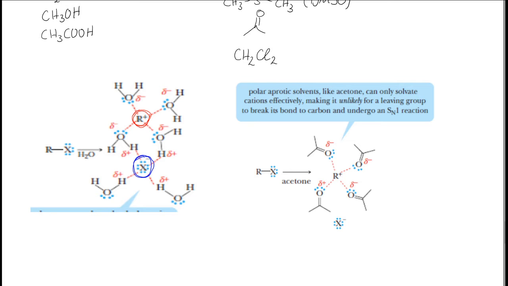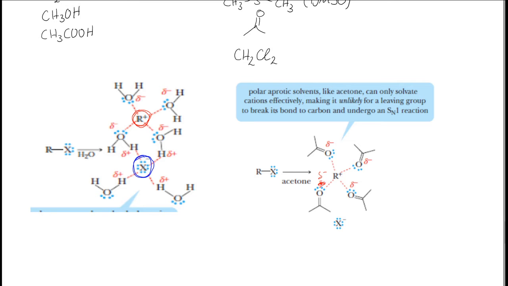If we compare that then to an aprotic solvent, like acetone, the negative side, this is actually a typo there, that's supposed to be a minus. The negative side of the molecule is the only one that's really exposed, because the dipole is sort of inside the molecule. So the negative oxygen can form a solvation sphere around the carbocation, but that leaves the anion, the nucleophile, without any kind of stabilizing solvation sphere.